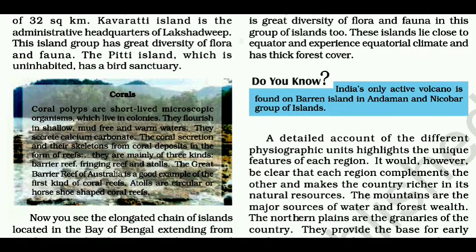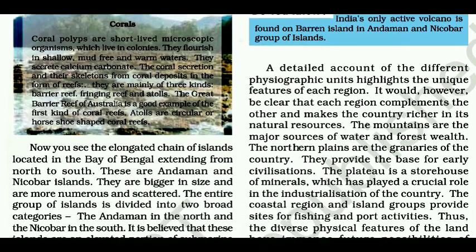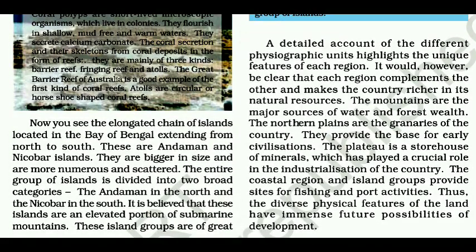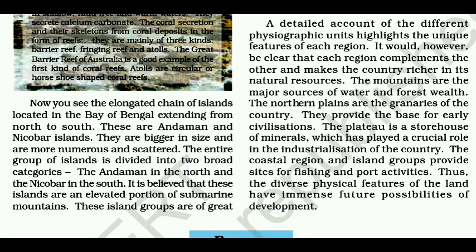In the Do You Know section: India's only active volcano is found on Barren Island in the Andaman and Nicobar group of islands. A detailed account of the different physiographic units highlights the unique features of each region. It would, however, be clear that each region complements the other and makes the country richer in its natural resources.